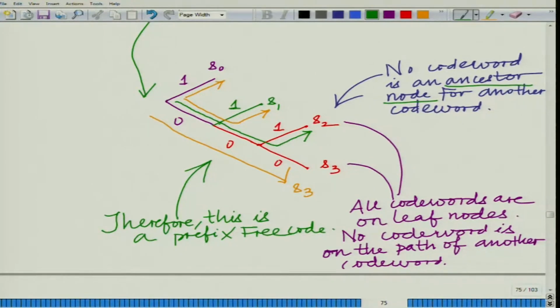So, in a binary tree for a prefix free code, no code word lies along the path to another code word, and no code word is an ancestor node to another code word. All the code words are along leaf nodes, which means the end nodes of any particular branch. They don't form intermediate nodes. So, from a binary tree representation, one can quickly check if it's a prefix free code or not.